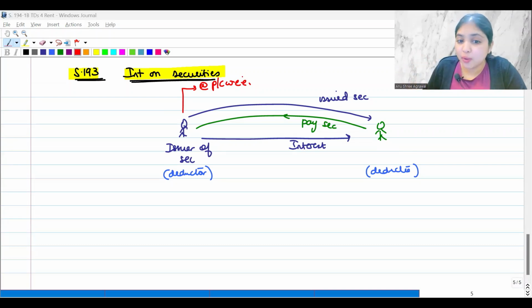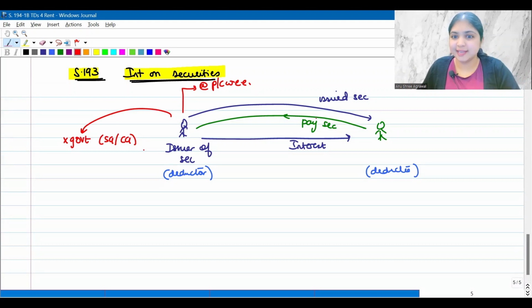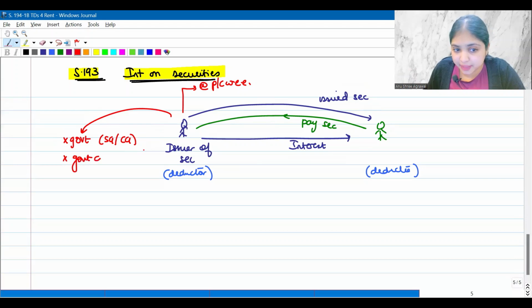Okay, now listen, however, this issuer of securities should not be the government. Government as in should not be central government, should not be the state government. Neither central government nor state government, which itself automatically indicates that if these are government securities, then section 193 will not apply, because the issuer will be the government. And number 2, it should also not be a government company. Understanding? So we have 2 exceptions. The issuer should neither be the government nor be a government company.